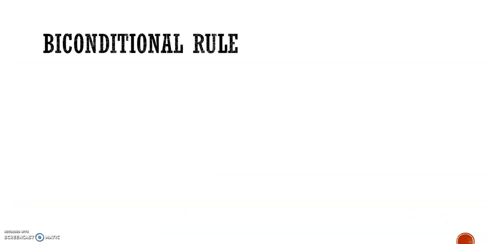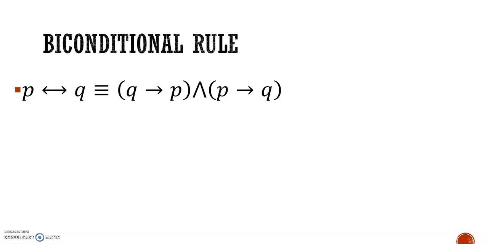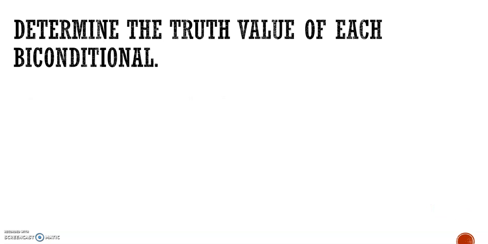Biconditional rule. P if and only if Q is congruent to Q implies P and P implies Q. The truth values must be the same. Determine the truth value of each biconditional.